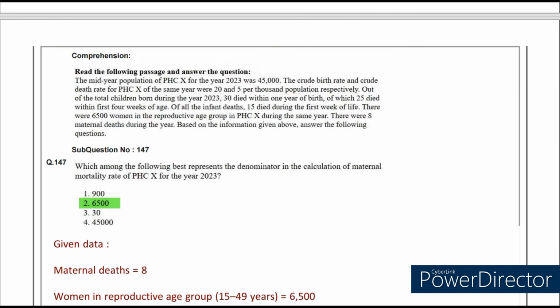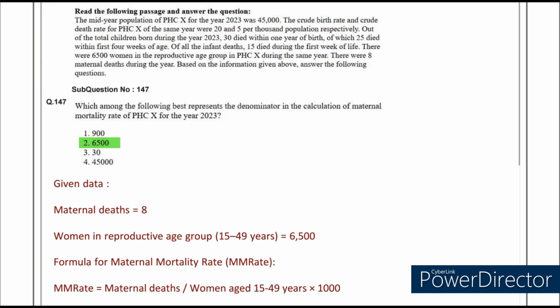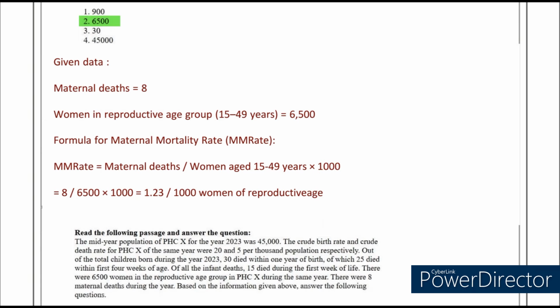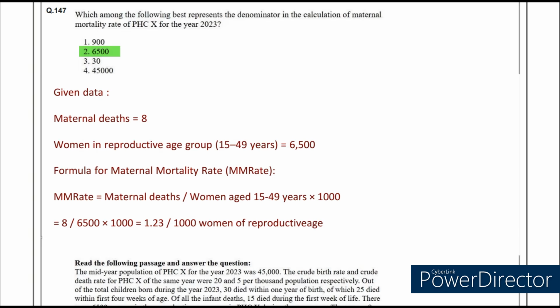And now coming to question number 147, they are asking you to calculate the maternal mortality rate, that is MMR. The maternal deaths are given as 8 and the women in the reproductive age group, that is 15 to 49, is 6500. So let's understand the formula first. If they are asking you to calculate the rate, that is maternal mortality rate, in this case the denominator will be women aged 15 to 49 years. So the answer should be 6500. But if they are asking you to calculate the ratio, that is maternal mortality ratio, the denominator will be the live births, that is nothing but 900. So in the first case, for rate it is 6500, for ratio it is 900.